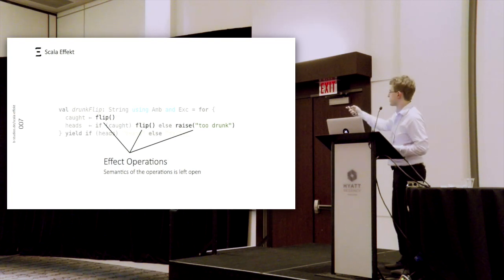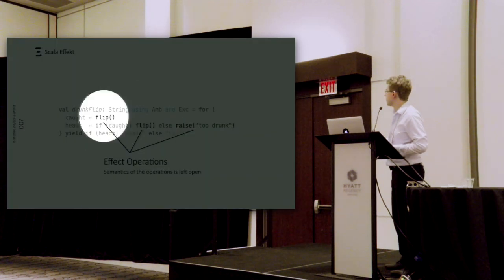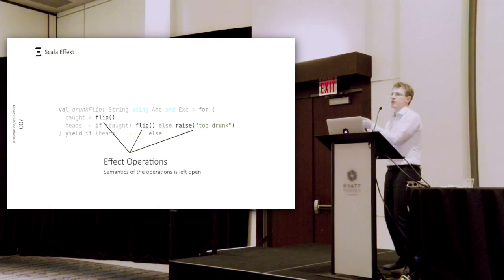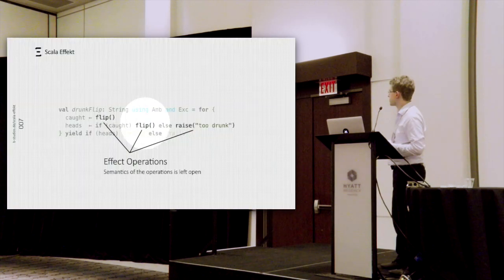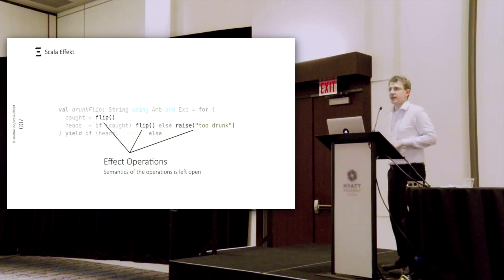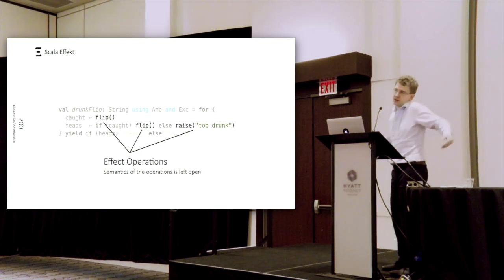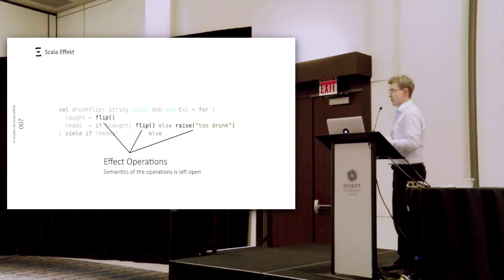So let's read through this example. So first we try to flip the coin once to determine whether we caught the coin actually or not. And if we now caught the coin, we try to flip again to determine whether it's heads or tails. And if we dropped it, then yes, we raise an exception. So this is an example of using two effects in one program.